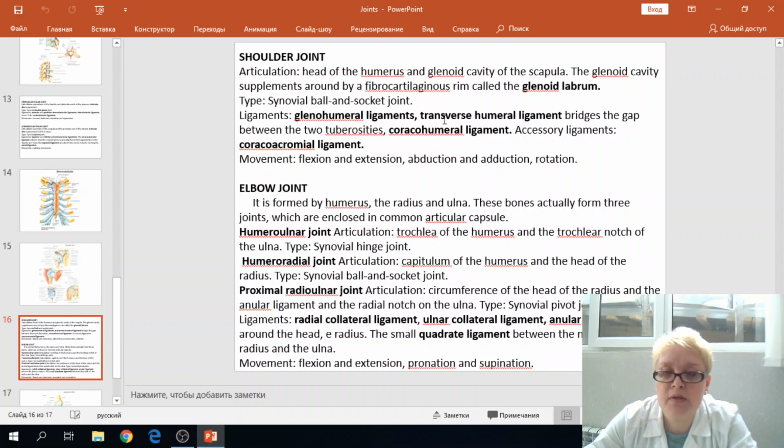Then the transverse humeral ligament, which forms the bridge between the two tuberosities, and behind the transverse humeral ligament passes the tendon of the biceps muscle, surrounded by the synovial sheath. And the coracohumeral ligament, which begins from the coracoid process to the humerus. The accessory ligament of this joint is the coracoacromial ligament. The movements of this joint: flexion, extension, adduction, abduction, and rotation.